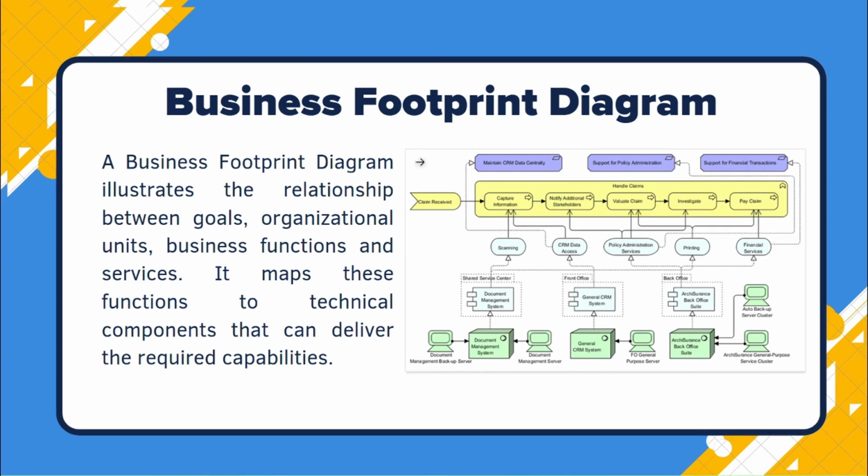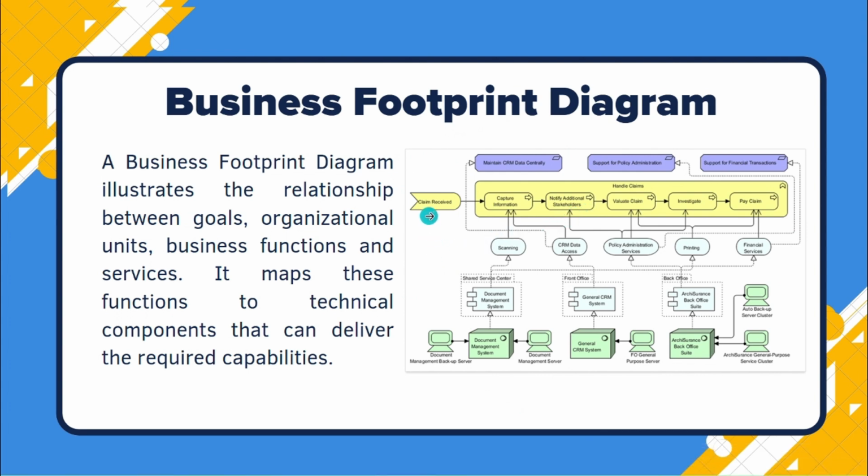Okay, next will be explained by the assistant code MENN. A business footprint diagram illustrates the relationship between goals, organizational units, business functions, and services. It maps these functions to technical components that can deliver the required capabilities. From the requirements that have been mapped on the goal objective requirement diagram, the business footprint diagram can be mapped as follows.